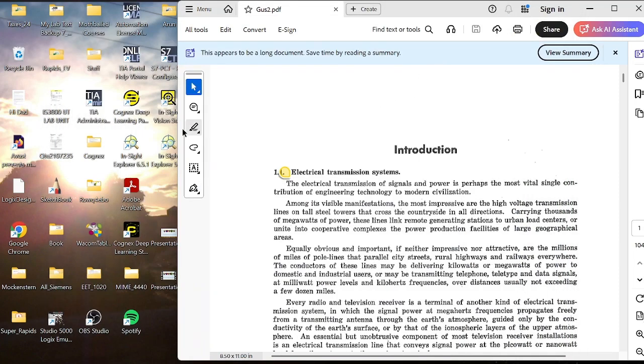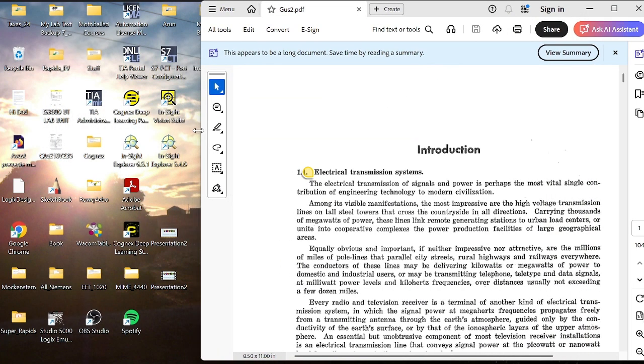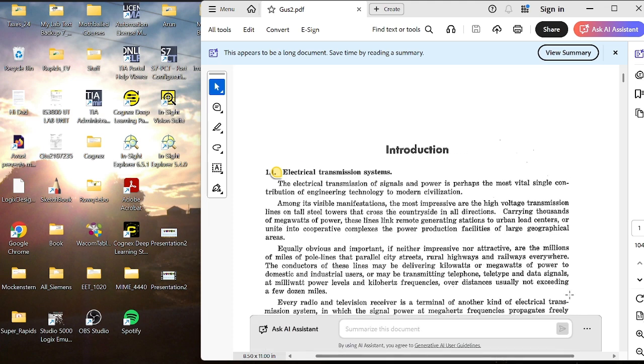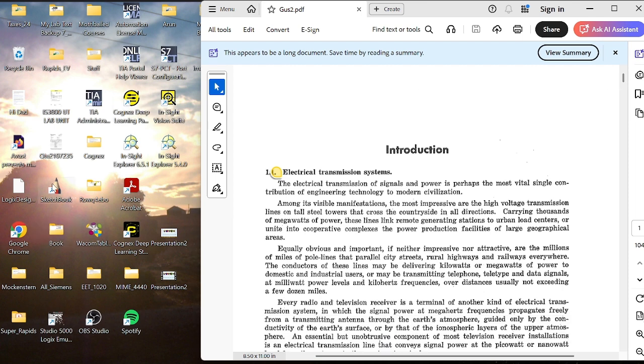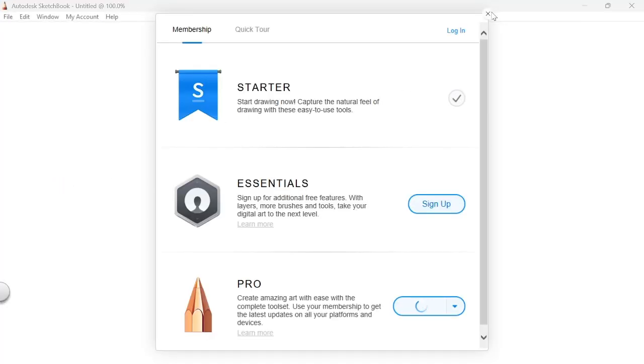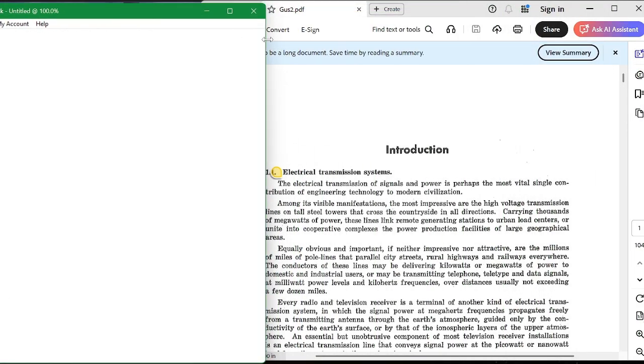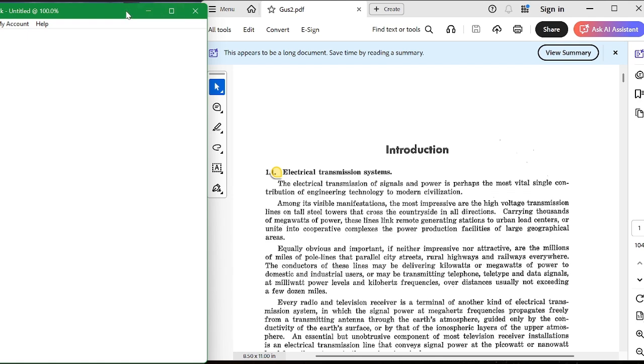So I've updated the Gus 2 book some, and want to show you what's in it and what I've done. Nothing major, just added a little bit here and there.